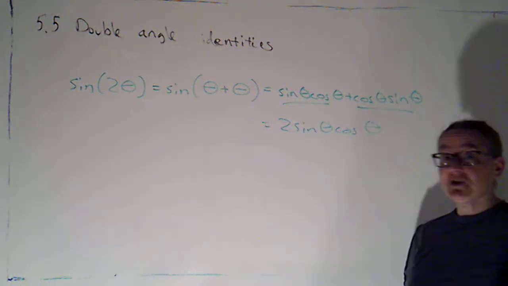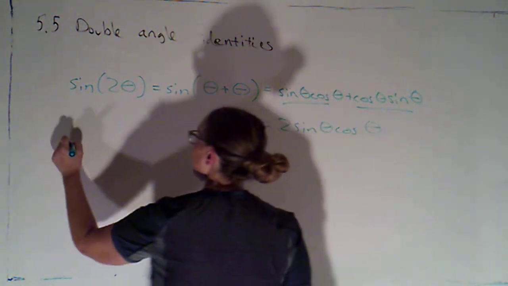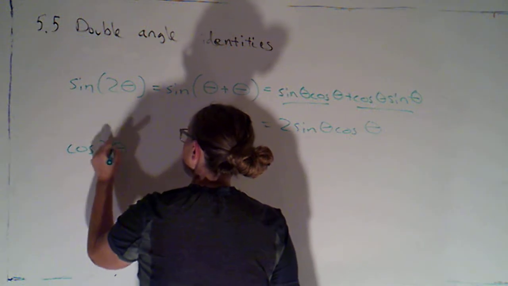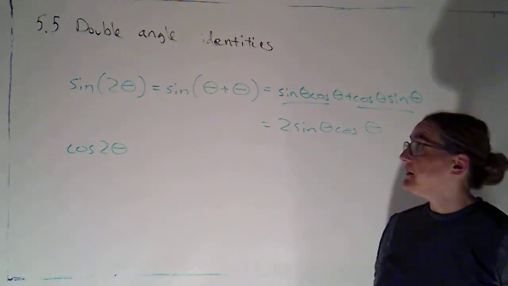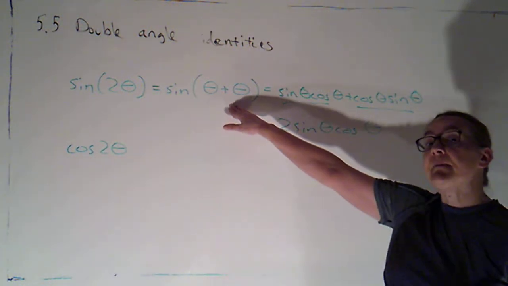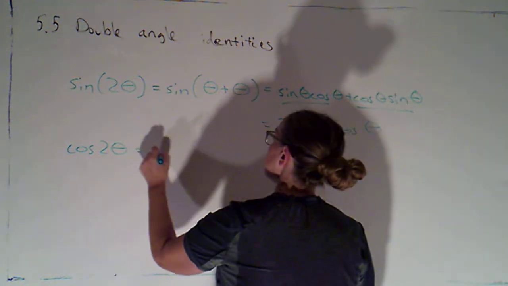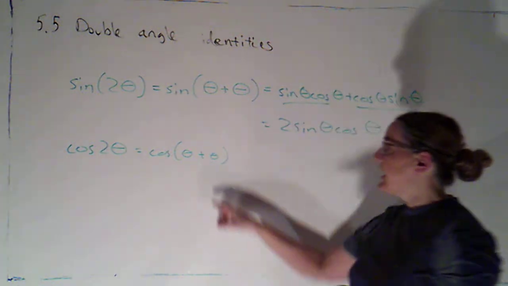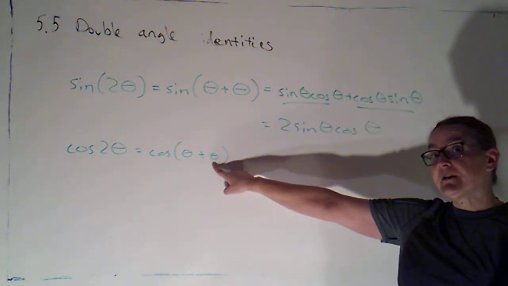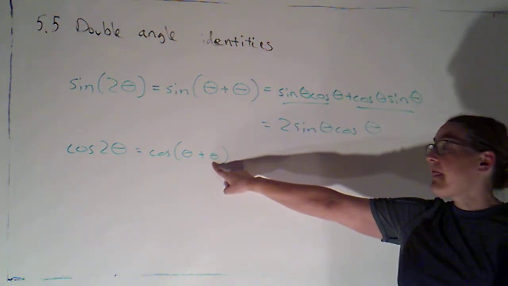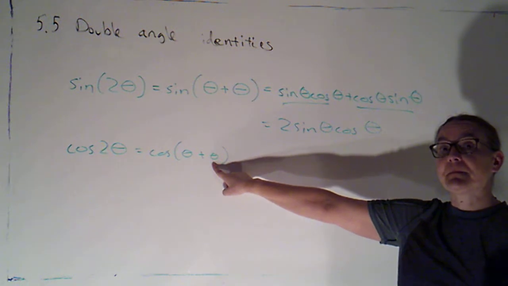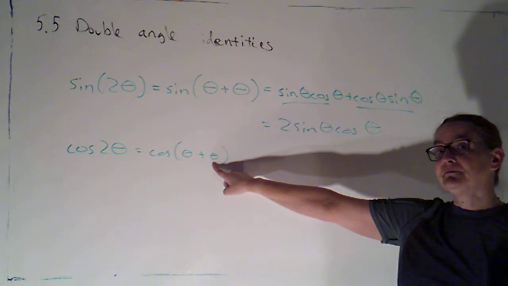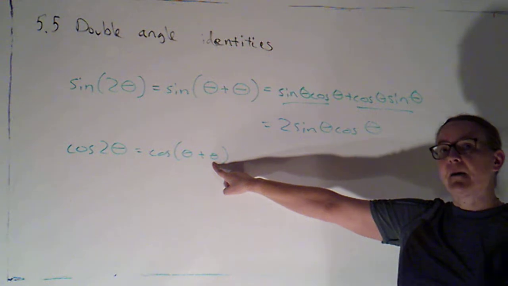Now, what I want you to do is find me the double angle formula for cosine. So start with cosine 2 theta. You're going to do the same basic thing. You're going to say that's cosine of theta plus theta. And then you're going to take the sum formula for cosine and plug in theta for both angles. Okay, so go ahead and pause the video, write out what you get, and then come back.